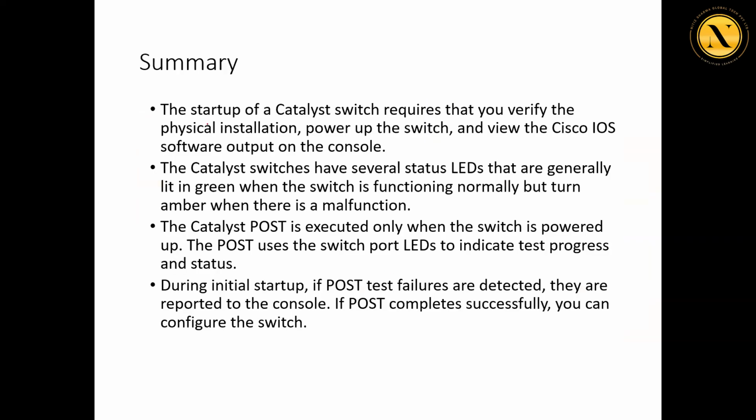Okay. So startup of a switch requires that you verify the physical installation, power up the switch and view the Cisco IOS software output on the console. The Catalyst switches have several status LEDs that are generally lit in green when the switch is functioning normally, but they turn amber when there is a malfunction. The Catalyst power-on self-test is executed only when the switch is powered up.